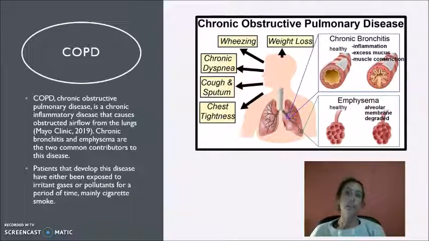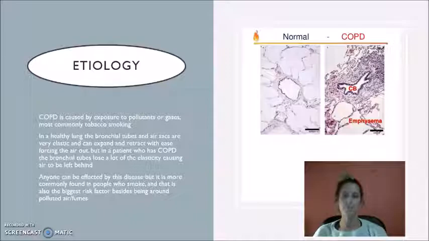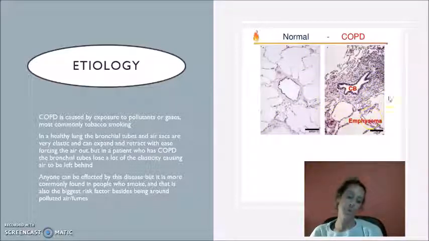People who work in the car industry or in factories, breathing in all the air pollutants, are at highest risk of developing this disease. Now, the etiology: COPD is caused by exposure to pollutants or gases, most commonly tobacco smoking. Over here, I have a picture of what normal lung tissue looks like, and this is lung tissue of a patient who has emphysema. You can tell right away that it's more swollen and inflamed because everything is more compact together, and those little air sacs are not as round and are abnormally shaped.